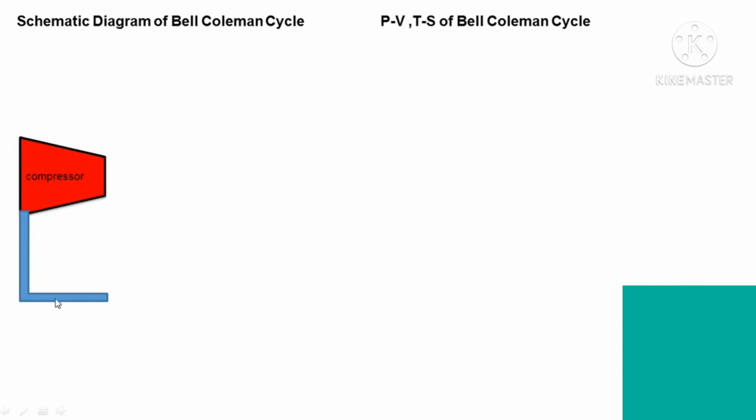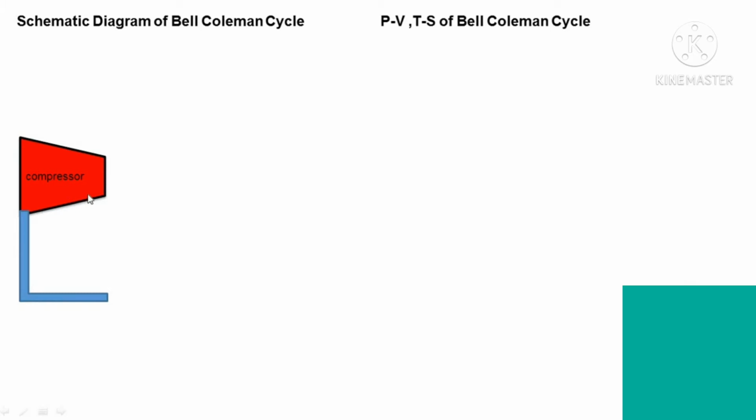of the Bell-Coleman cycle. The Bell-Coleman air refrigeration system consists of four components: the refrigerator, expander, cooler and compressor. We will now discuss the first component, that is the compressor.